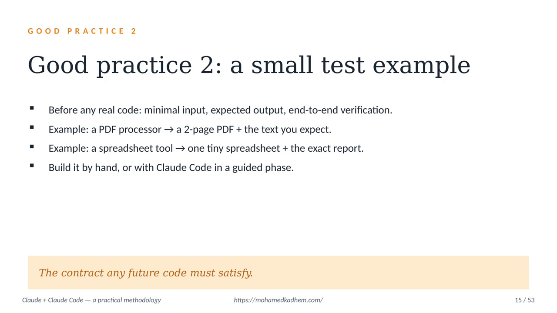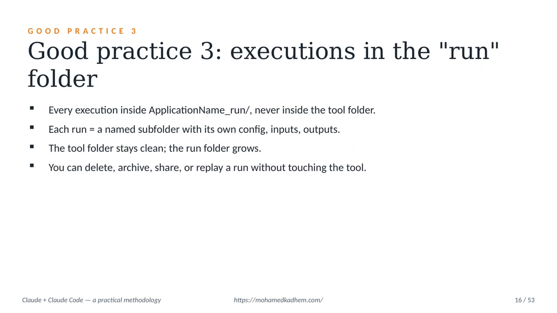This small example becomes the anchor for everything that follows. It catches regressions. It documents intent. It gives Claude Code a concrete target to aim at. Without it, you are asking an agent to build something whose correctness has no definition. Third good practice.